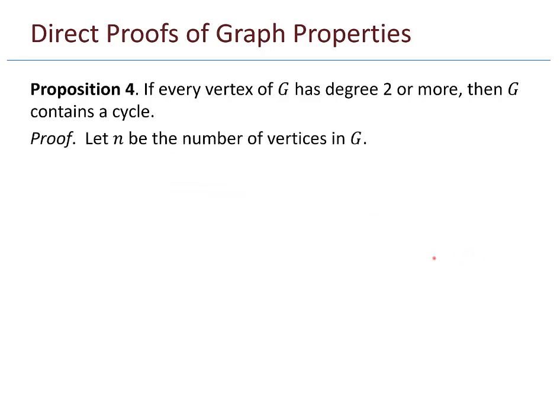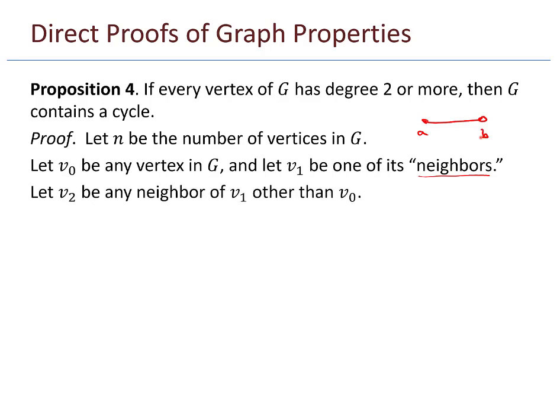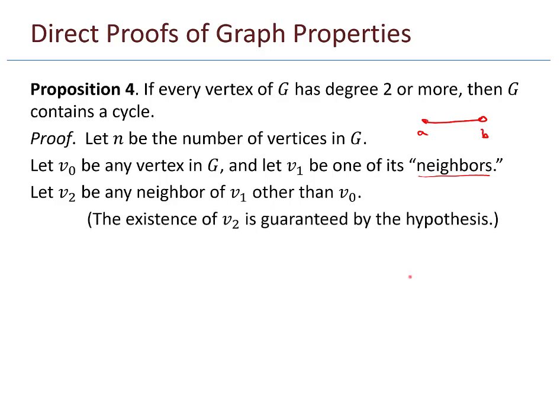Let n be the number of vertices in graph G. Let v sub 0 be any vertex in G, and let v1 be one of its neighbors. Now, the word neighbor, that is official graph theory terminology. If I have 2 vertices that are connected by an edge, then we say that those 2 vertices are neighbors. Let v2 be any neighbor of v1 other than v0. And I know I can do this because the existence of v2 is guaranteed by the hypothesis, the fact that every vertex has degree 2 or more.